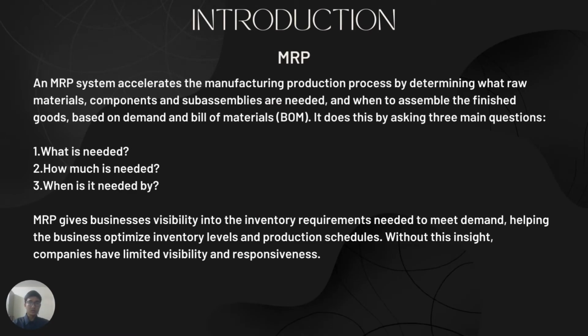Next is the introduction of MRP. An MRP system accelerates the manufacturing production process by determining what raw materials, components, and sub-assemblies are needed, and when to assemble the finished goods based on demand and bill of materials (BOM). It does this by asking three main questions: what is needed, how much is needed, and when is it needed by. MRP gives business visibility into the inventory requirements needed to meet demand, helping the business optimize inventory levels and production schedules. Without this insight, a company has limited visibility and responsiveness.